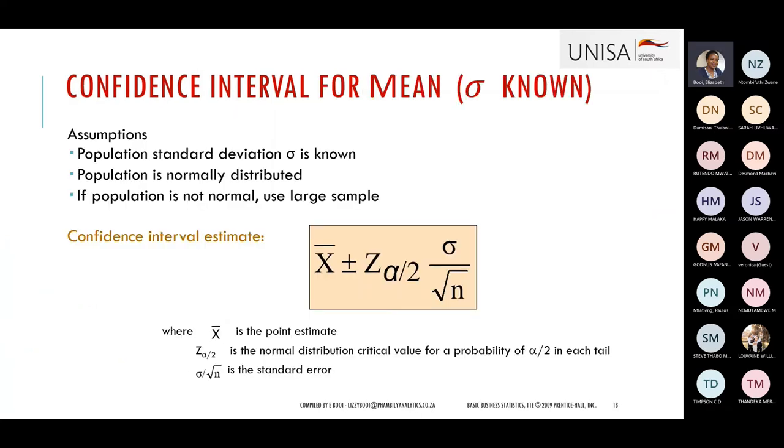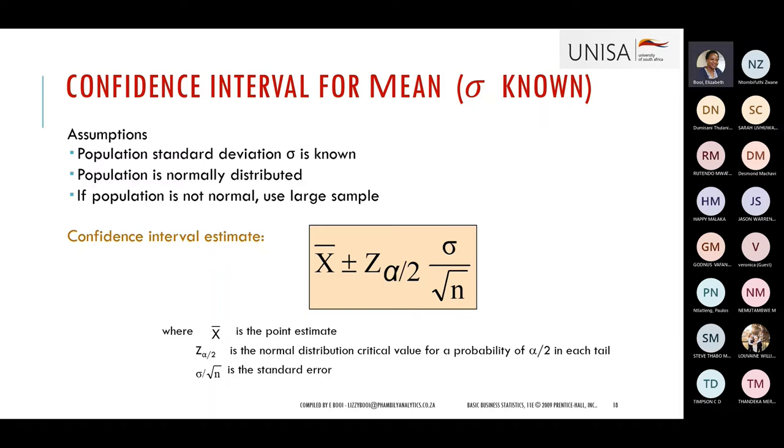So how do we then calculate the confidence interval? Like I said, there are several assumptions that need to be met in terms of confidence intervals for the mean when the population standard deviation is known. Assumption number one, the population standard deviation needs to be given. It needs to be known. It needs to be stated in the statement, or the statement needs to read in such a way that you understand that this is the population standard deviation.